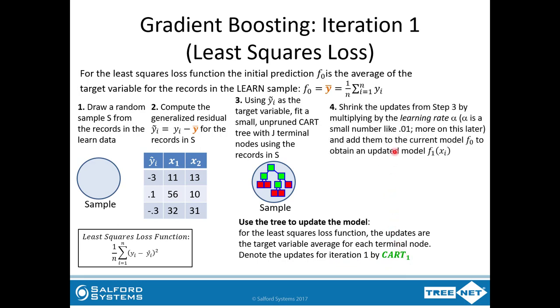For step 4, we shrink these updates by multiplying by what we call the learning rate. The learning rate is really just a small number, and we'll talk more about that later, but for now just think of it as a small number like 0.01. We shrink our updates by that number and add them to our current model, which is just f0, and this will be our updated model. Of course, we know the formula for f0, so we can just plug it in. This is our updated model after iteration 1.